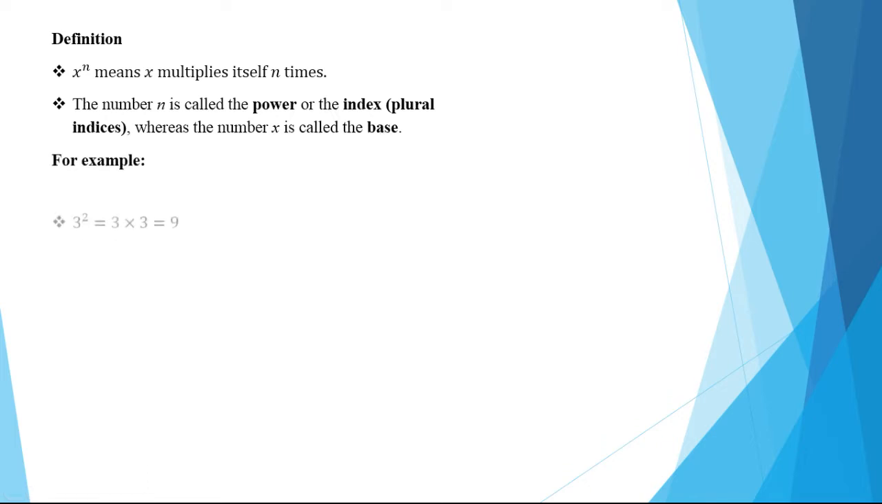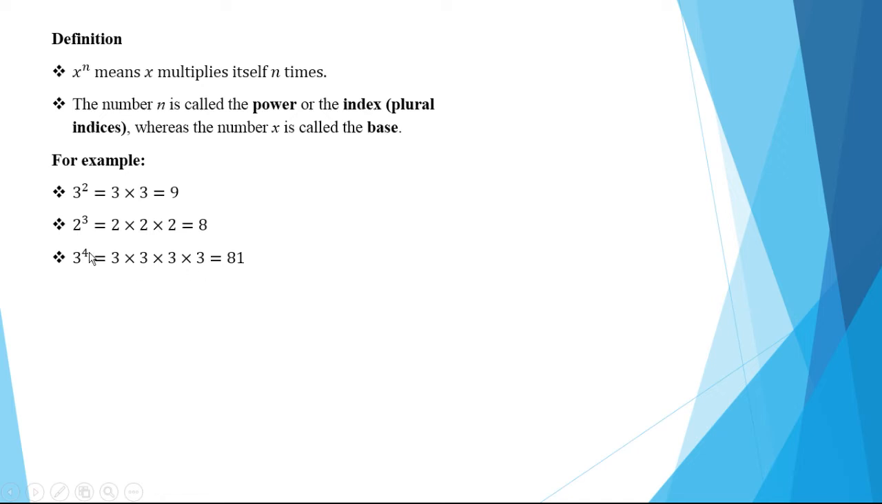So for example, 3 to the power 2 means 3 times 3, which is equal to 9. Alright, in the same way, 2 to the power 3 means 2 times 2 times 2. So the 2 multiplies itself 3 times, giving us 8. Similarly, 3 to the power 4 means 3 times 3 times 3 times 3, which is 81. So the 3 multiplies itself 4 times.